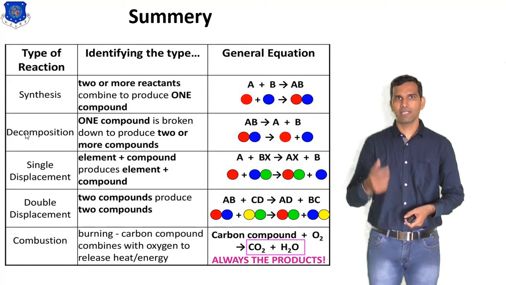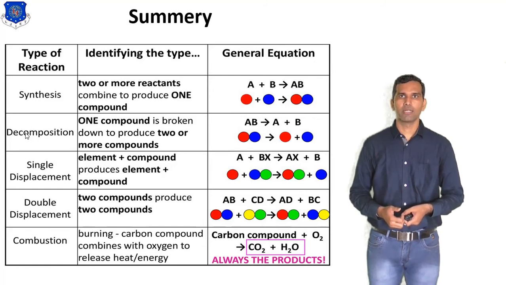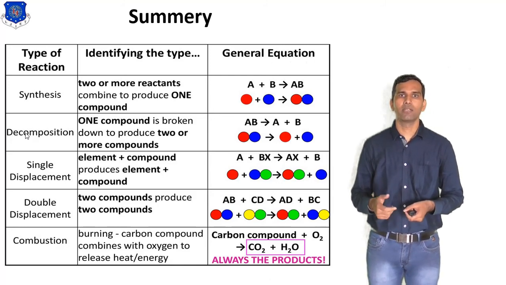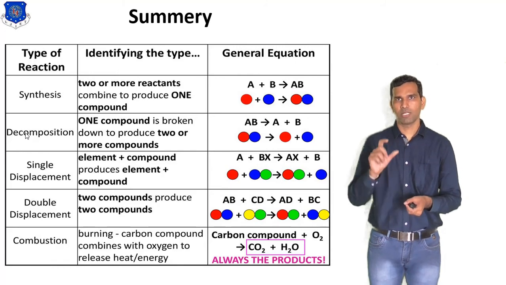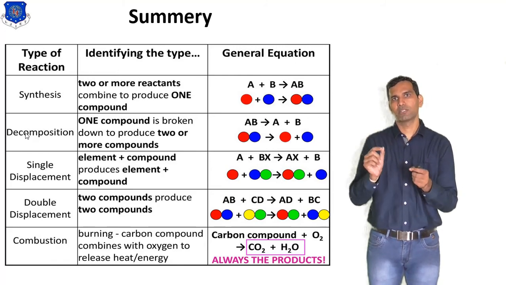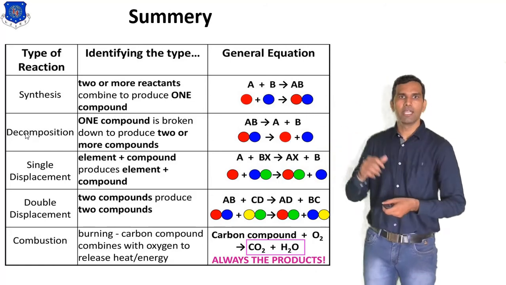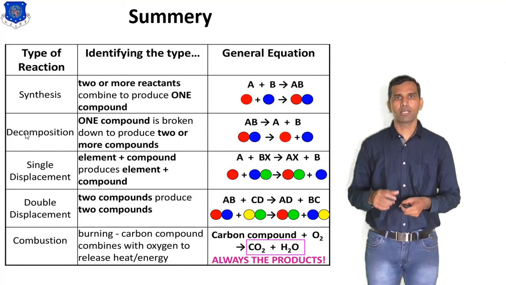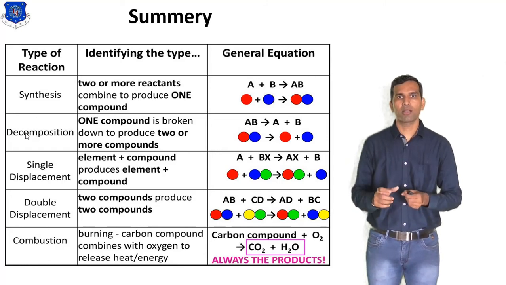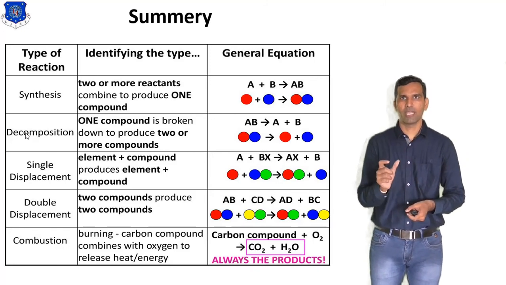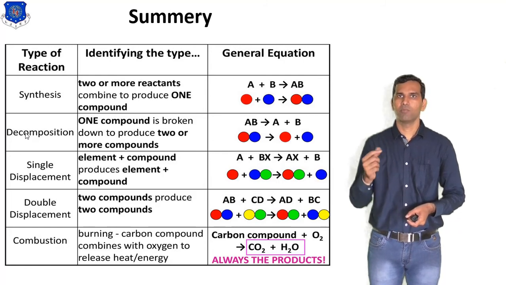Now we summarize this lecture. In this lecture we discussed the types of reactions. The first type is the synthesis reaction, in which two or more reactants combine to produce one product, and the simple equation is A plus B gives AB. The second type is decomposition, where one compound is broken down into two or more substances. That means AB gives A and B.